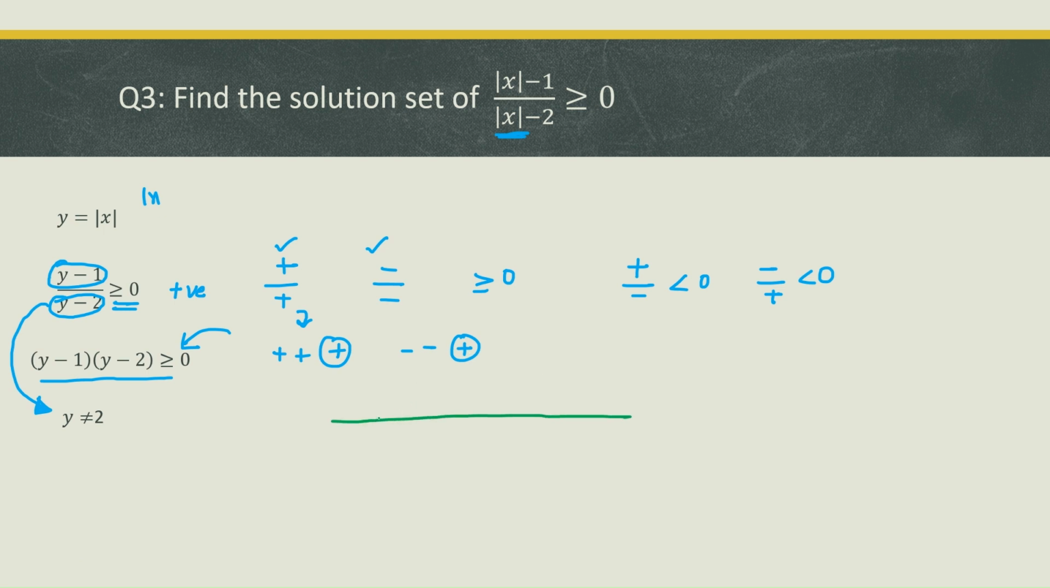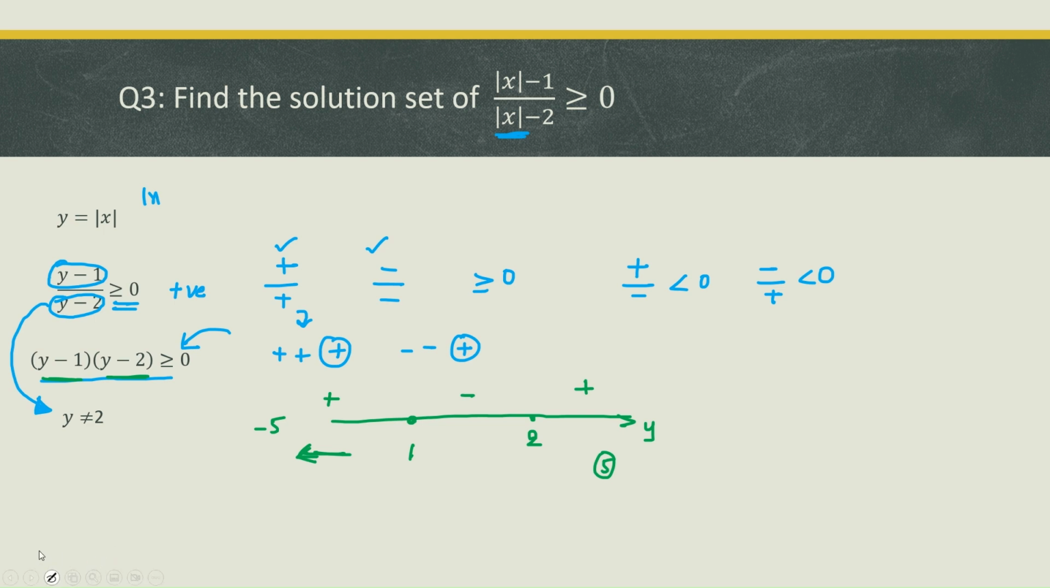For that, I'm plotting the zeros first. In the previous video we have seen how to solve this kind of inequalities. So y is 1 and y is 2, and this is y, not x. For values of y which are less than 1, let's say we take minus 5: minus 5 minus 1 is minus 6, and minus 5 minus 2 is minus 7, so the product is positive. So this would be negative between 1 and 2, and positive beyond 2. You can take 5 here and check: 5 minus 1 is 4, 4 into 3 is positive.